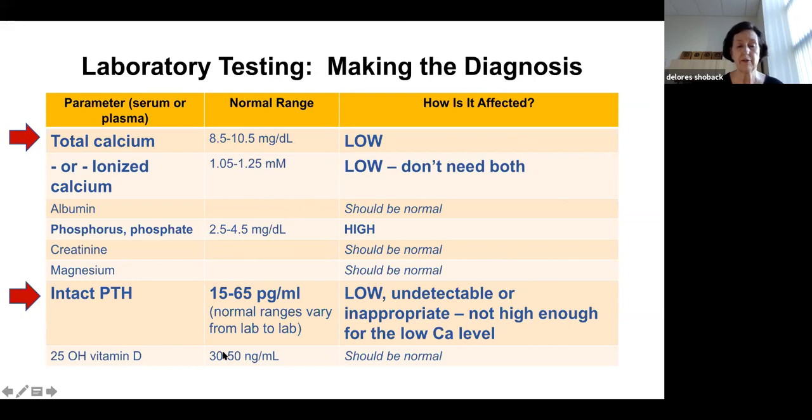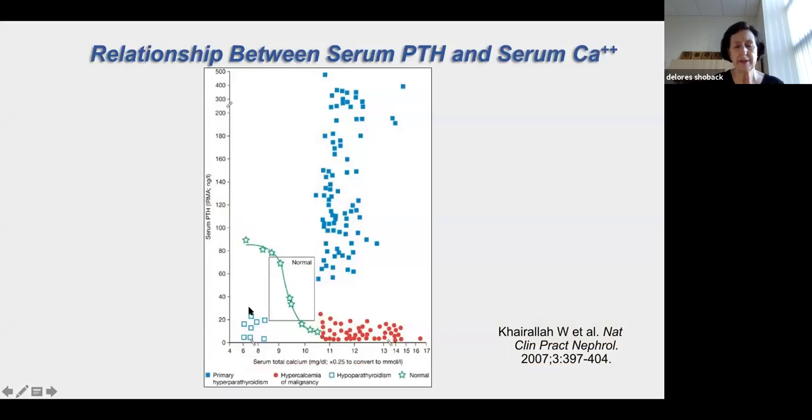And then the 25 hydroxy vitamin D should be normal in hypopara. So that's how we make the diagnosis. And these two tests are absolutely essential, okay? So all this inappropriate and low normal and all this other stuff, what does it mean?